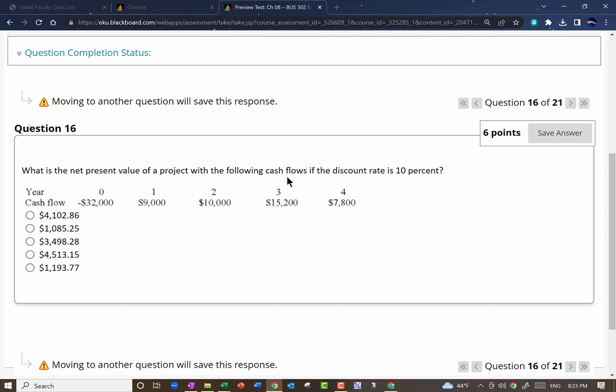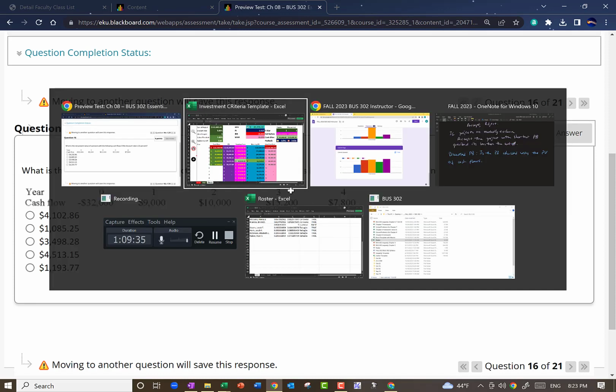What is the NPV of a project with the following cash flows if the discount rate is 10%? Okay, this costs $32. It's a 4-year project.